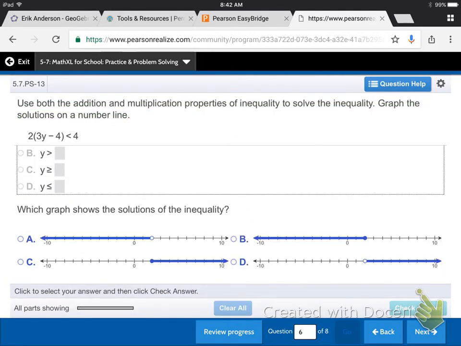And now we're looking for the solution. And remember, our solution was y is less than 2. So we're looking for an open circle at positive 2 with the arrow pointing to the left. And do you see which one it is? You should know it by now. You should be able to find the match. It's right there.